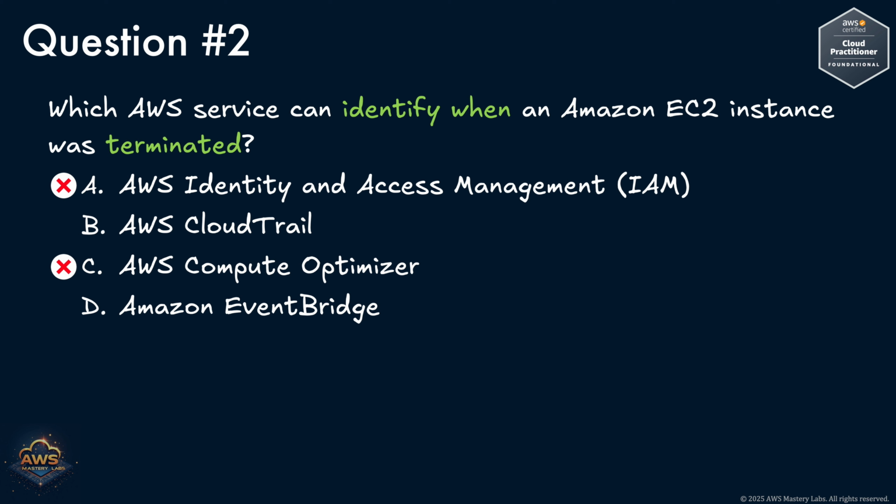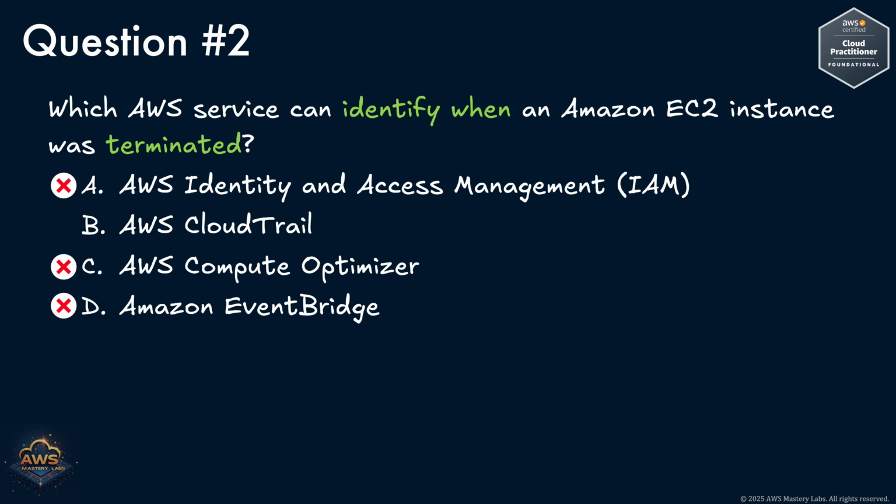Option C, AWS Compute Optimizer. This is a service that analyzes your usage patterns and gives recommendations to improve cost and performance for EC2, Lambda, EBS, and more. But it's focused on resource efficiency, not event tracking. It doesn't monitor EC2 lifecycle events or tell you when resources were stopped or terminated. Incorrect, because it offers optimization advice, not activity logs.